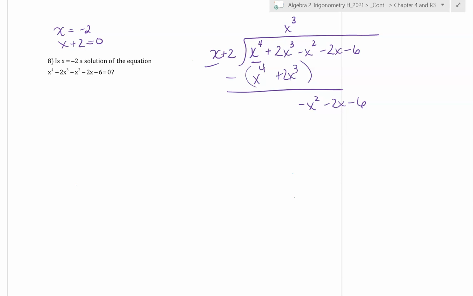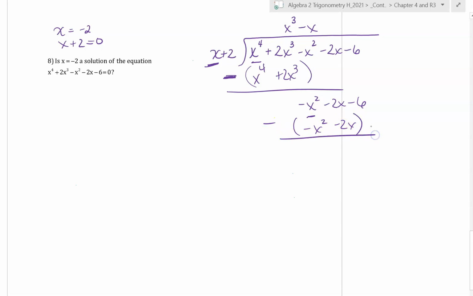x to the fourth plus 2x cubed, big subtraction sign right here. We're really subtracting the entire expression. So x to the fourth cancels out, and the 2x cubed minus 2x cubed is also 0. So we bring down the next terms in our dividend, and we decide that we would have to multiply by negative x. So negative x times x is negative x squared. Negative x times 2 is negative 2x.